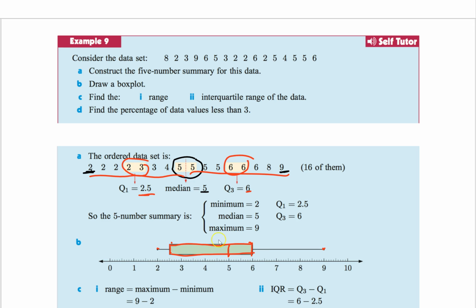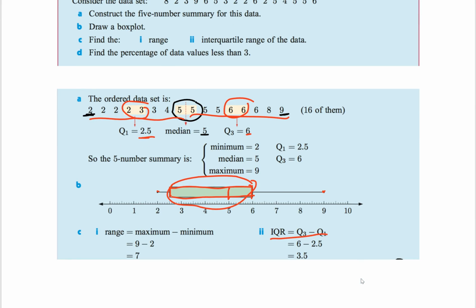And by the way, this box right here is the IQR, right? Q3 and Q1. If you want to find the IQR, just do Q3 minus Q1, or 3.5. If I want the range, max minus min, so 9 minus 2, and I get 7. So that's a quick example of how to use it.